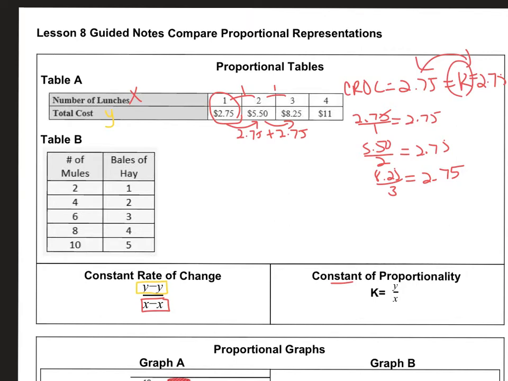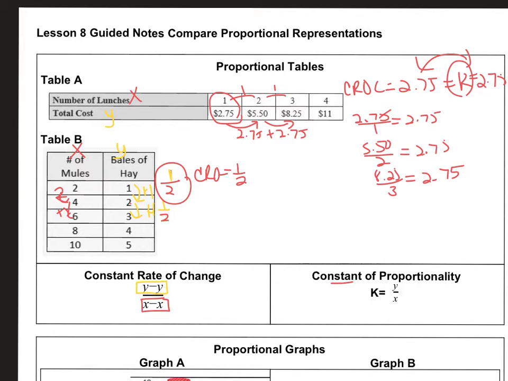I'm looking at the number of mules. That's my domain values. And then I'm looking at my y variable of bales of hay. Again, I can take change in y over change in x, and I get 1 over 2, so 1/2. Let me do the next one. Change in y plus 1 and plus 2. Once again, I get a change of 1 over a change of 2. So it seems like my constant rate of change is 1/2.